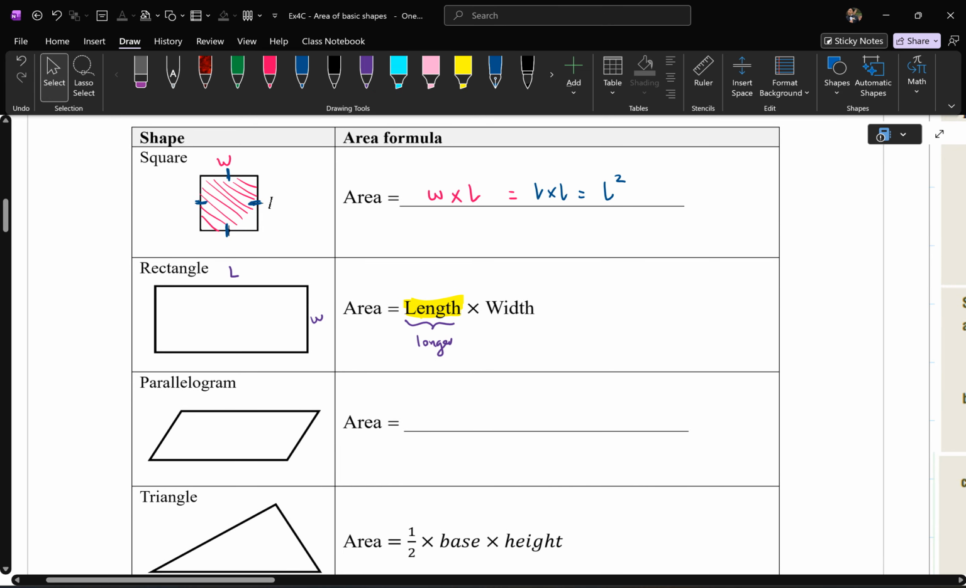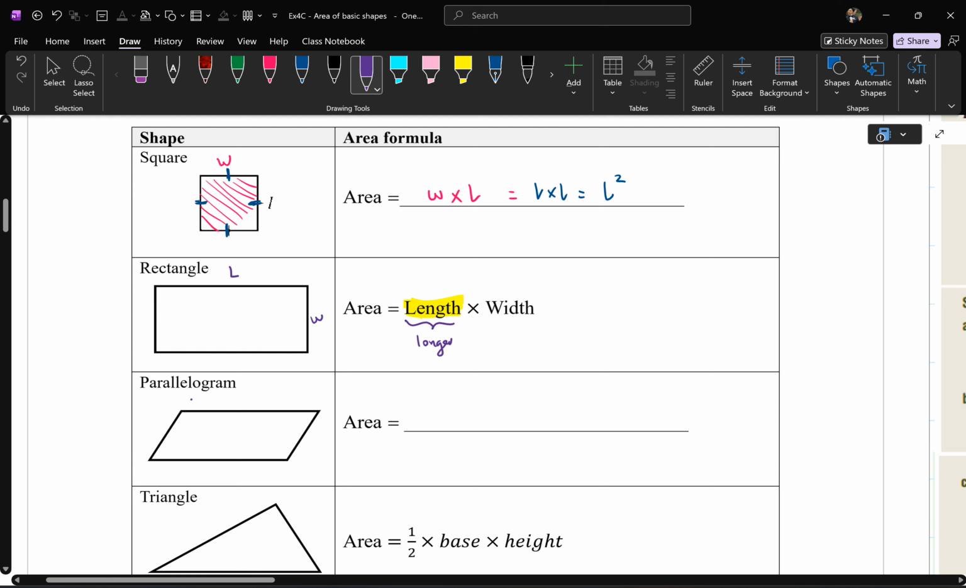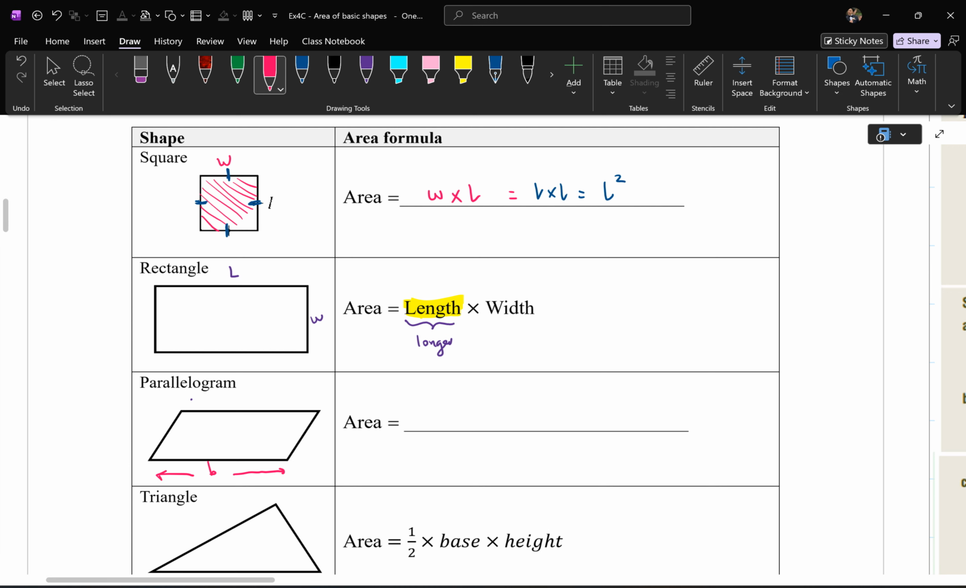And then what about a parallelogram? Hands up if you know the area formula for a parallelogram. Yes, Belinda? Base times height. Very good. It is this base, which is the distance from here to here, times the height, which is usually 90 degrees to it. So right here, base times height.